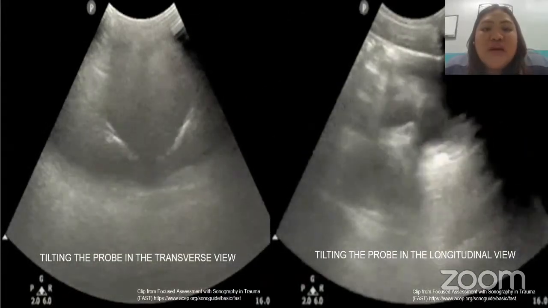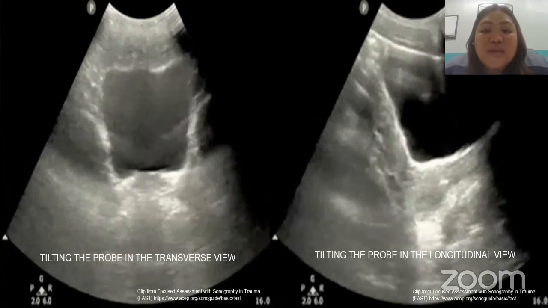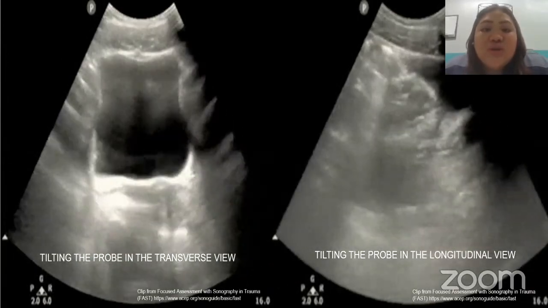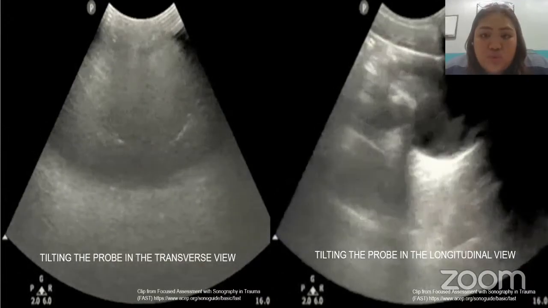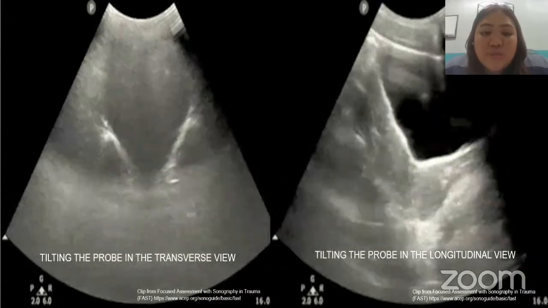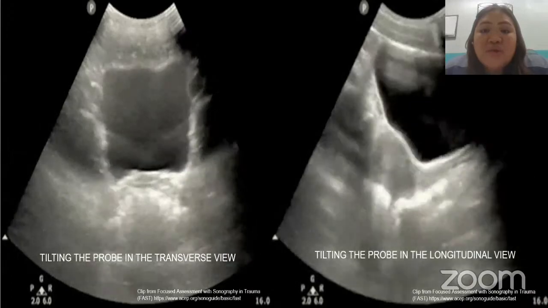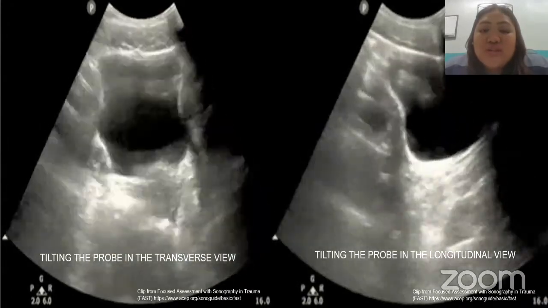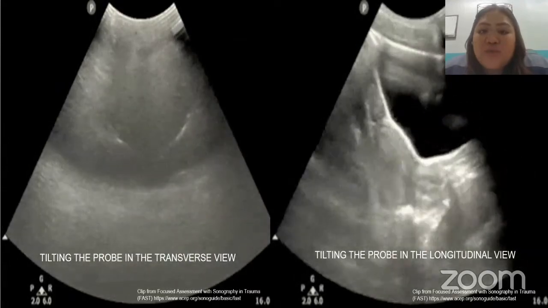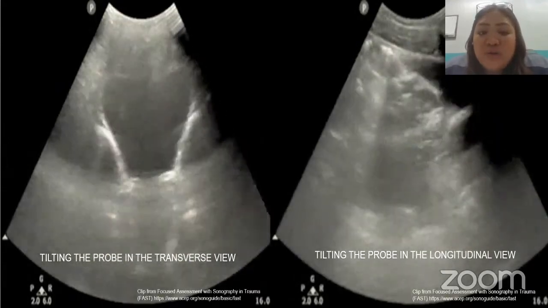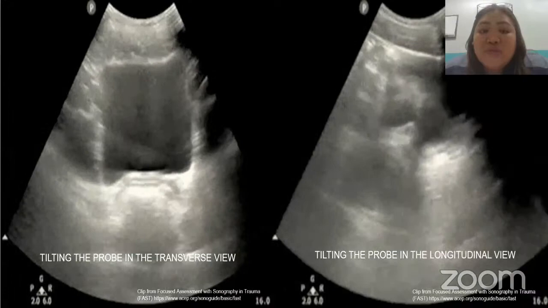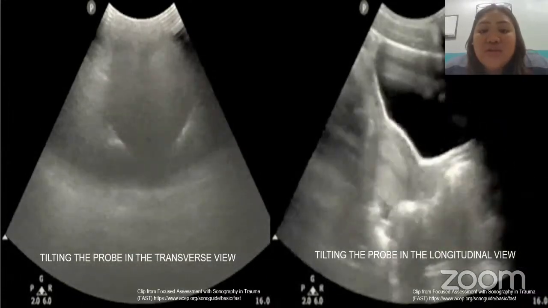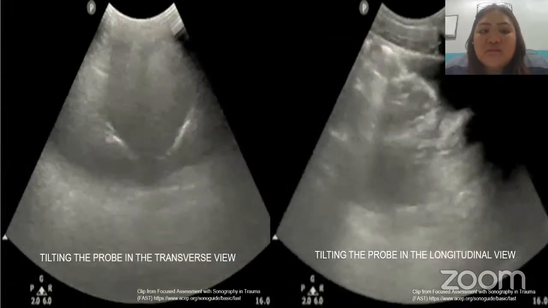So I have here a sample video of scanning the patient's suprapubic area. The first video shows you when you're tilting the probe in the transverse view. It is when you tilt or fan the probe to examine the entire pelvis from superior to inferior. The other one is when you're tilting the probe in the longitudinal view. In all patients, male or female, observe the lateral borders of the bladder to identify free fluid by tilting or fanning the probe left and right.